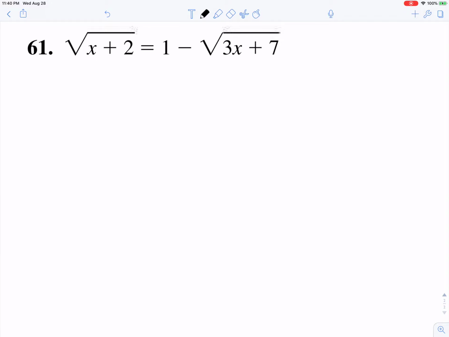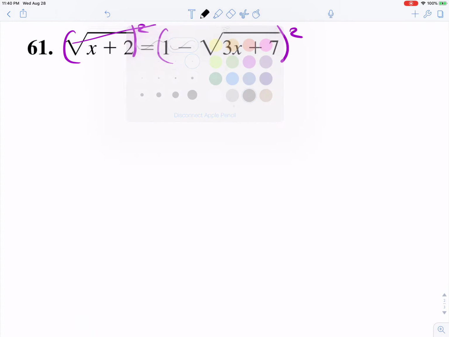So the first step is actually kind of done for us already. First thing we want to do is isolate one of the radicals. Since the radical's already isolated, we want to go ahead and get rid of the square root by squaring both sides. So we're going to say this squared and this squared. On the left, the square cancels the square root, so they're inverses of each other, and we're left with x plus 2 on the left.